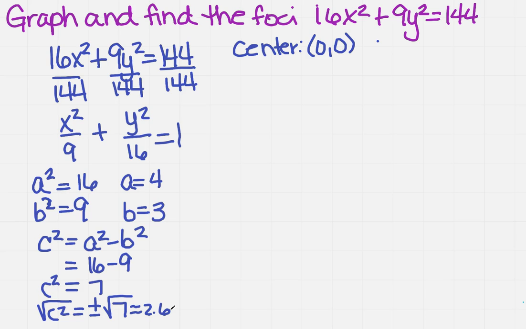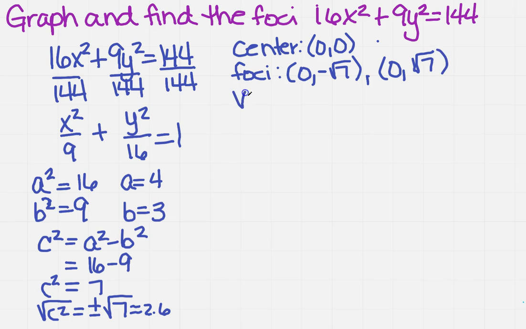Well, we've got the center. So let's look at the foci. So that's going to be, we found c. We know that those are your y values. So this is going to be 0, negative square root of 7 and 0, square root of 7. Okay, so far so good.